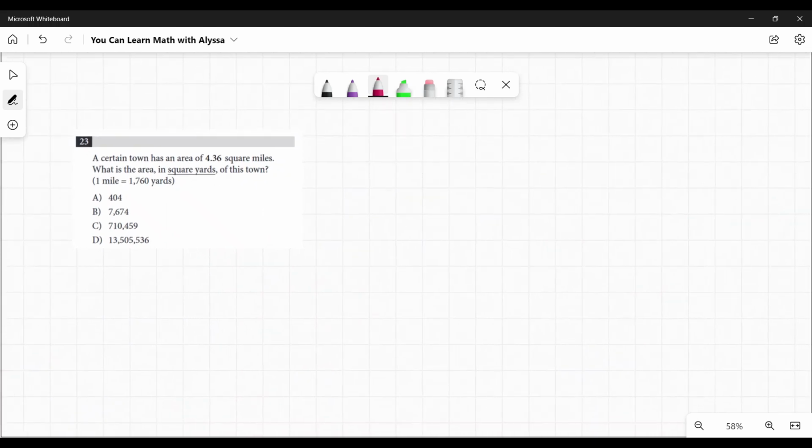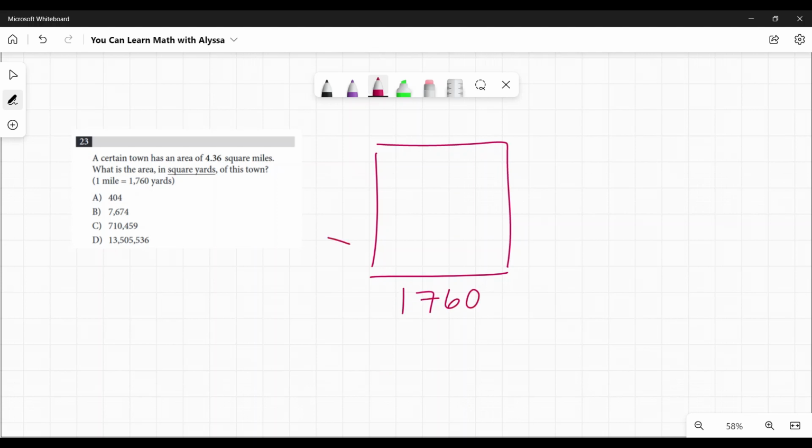On to 23. A certain town has an area of 4.36 square miles. What is the area in square yards of this town? And they're giving you that 1 mile is 1,760 yards. So a square mile is a square that is a mile by a mile. 1 mile by 1 mile. So what are the square yards? Well, if it's 1 mile on each side, that means it's 1,760 yards on this side and 1,760 yards on that side.